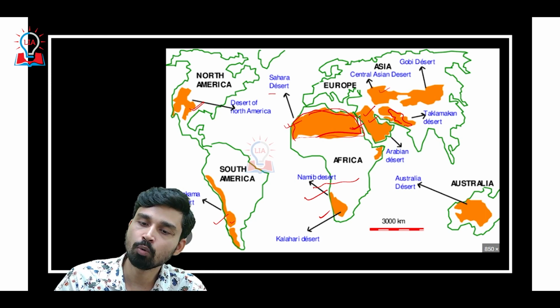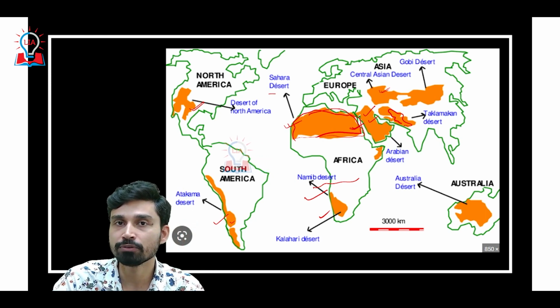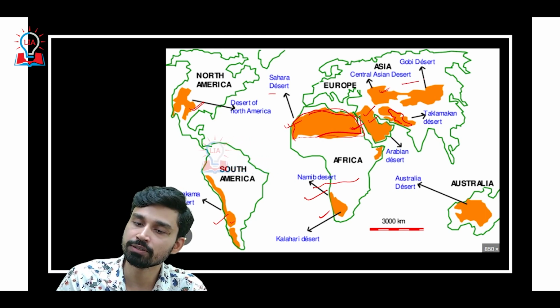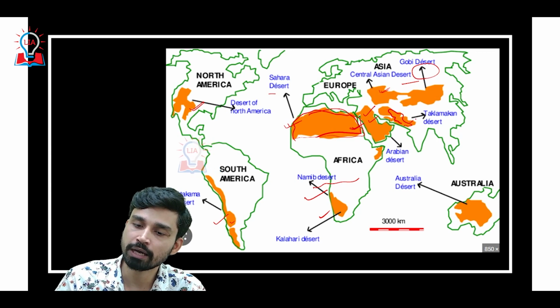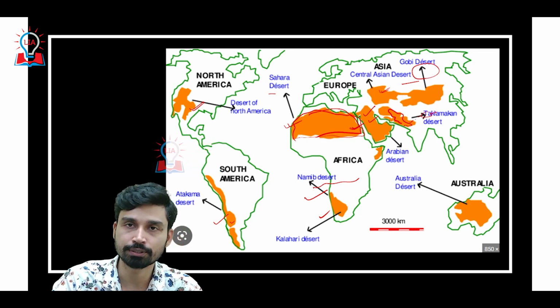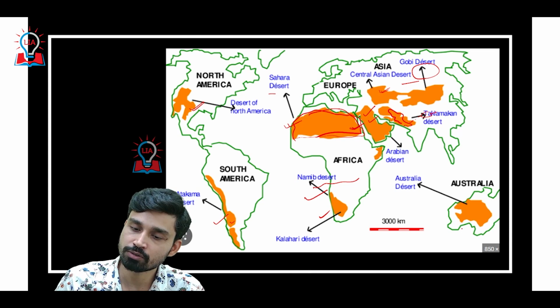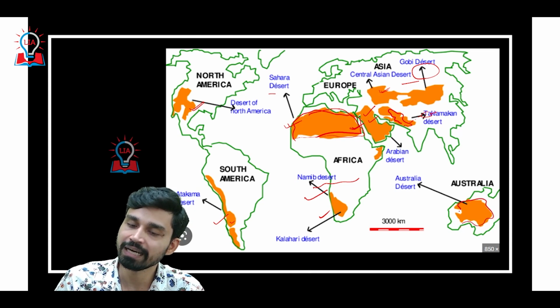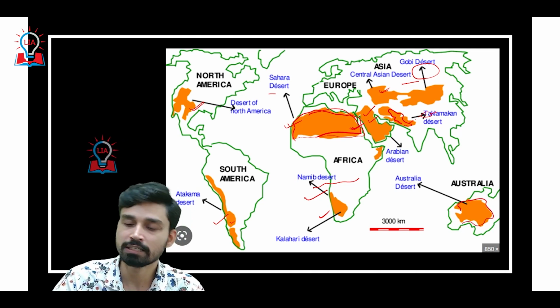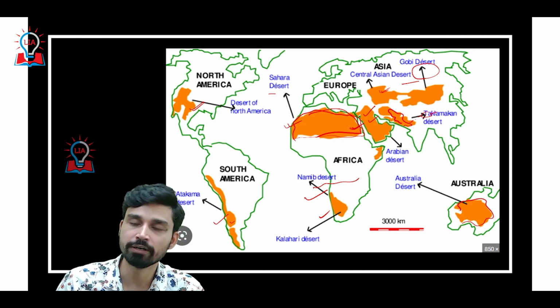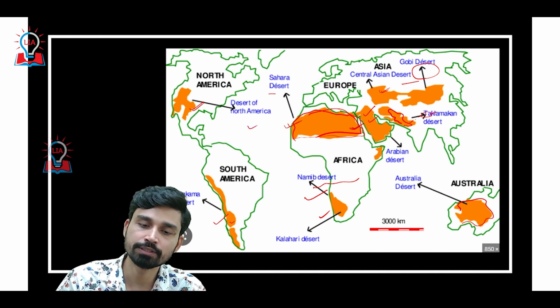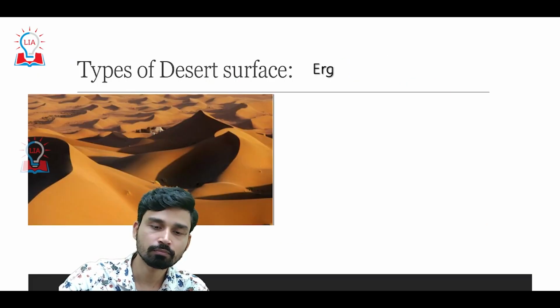Then we have cold deserts in the Central Asian region, where the temperature is very low. That is the Central Asian Desert and the Gobi Desert. In China we also have the Taklamakan Desert. Similarly, we have deserts in Australia, known as the Great Victorian Desert, also called the Western Australian Desert on the western coast. So these are some of the major desert regions of the world.